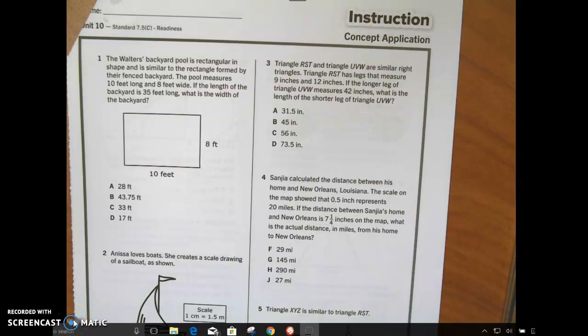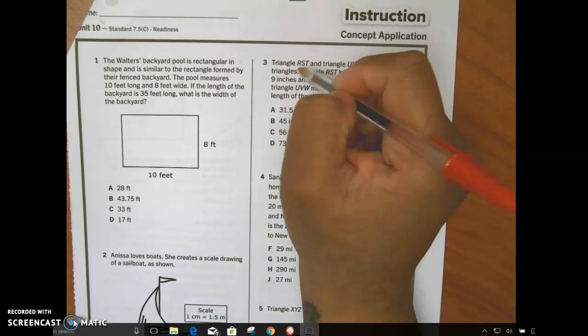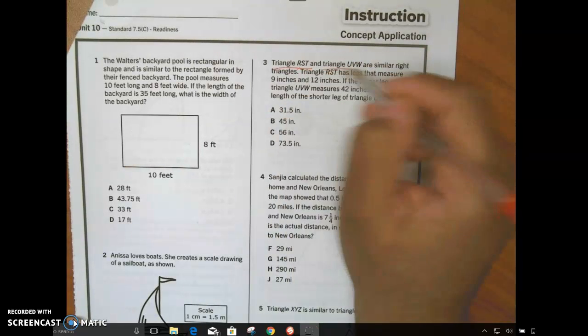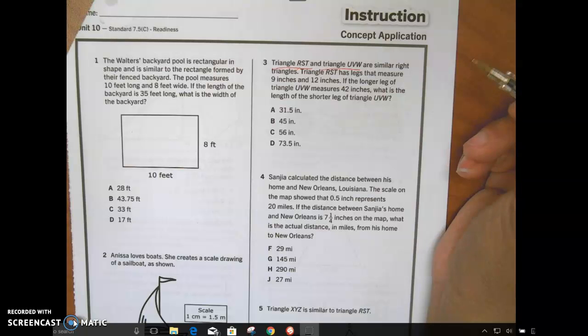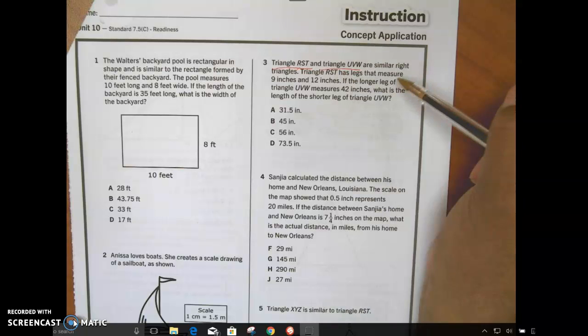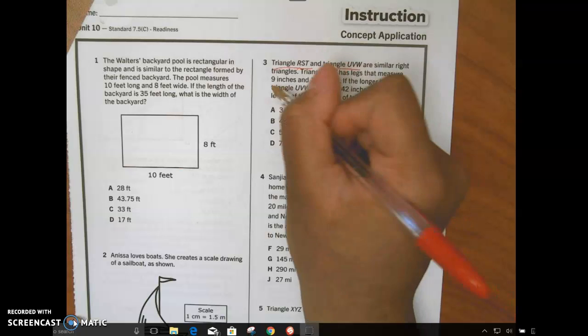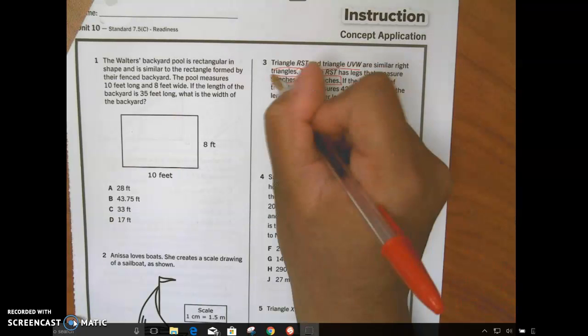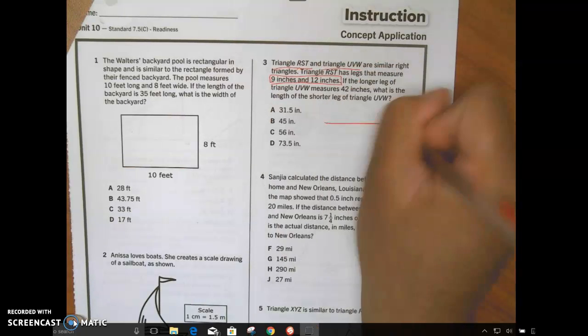Number 3 on page 101. It talks about two triangles. Triangle RST and triangle UVW are similar right triangles. Triangle RST has legs that measure 9 inches and 12 inches. This is a rate.